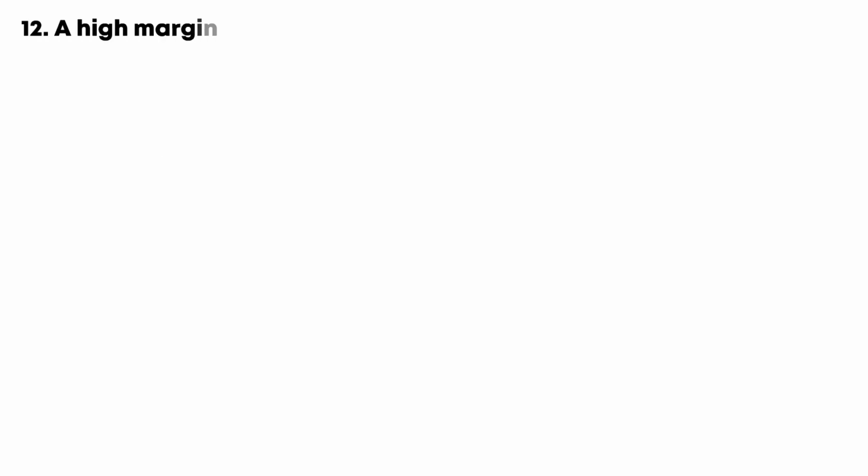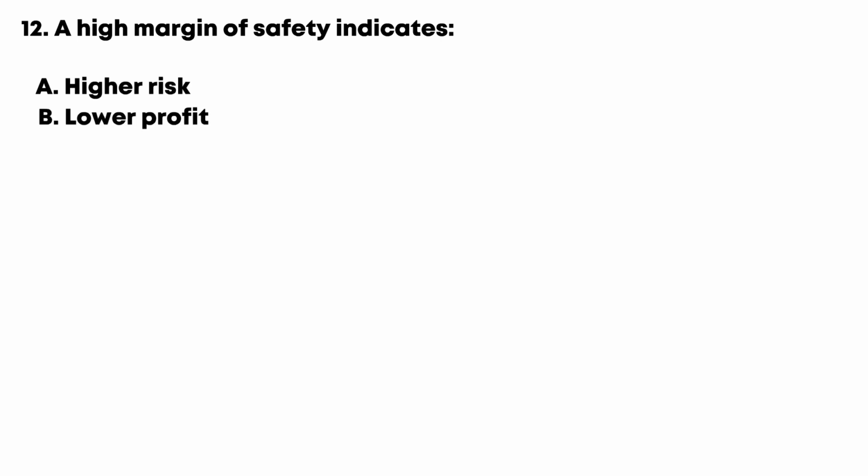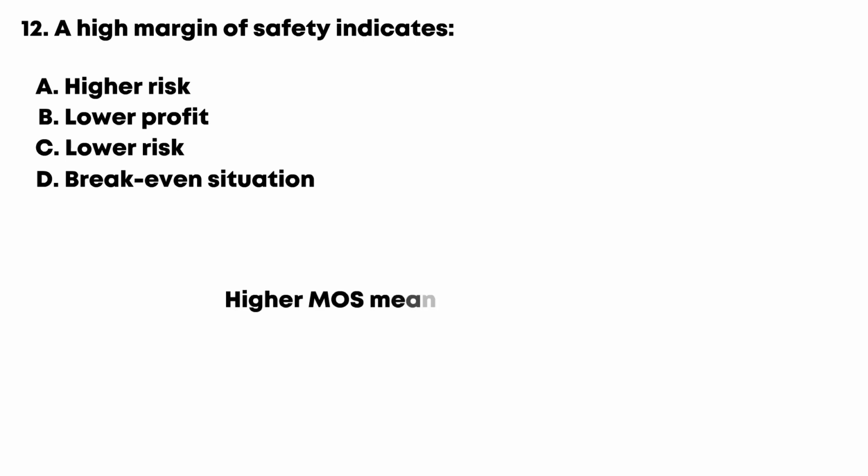12. A high margin of safety indicates A. higher risk. B. Lower profit. C. Lower risk. D. Break-even situation. Higher MOS means the business is safer. The answer is C, lower risk.